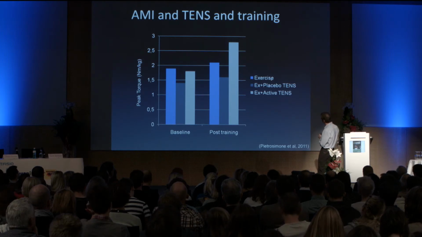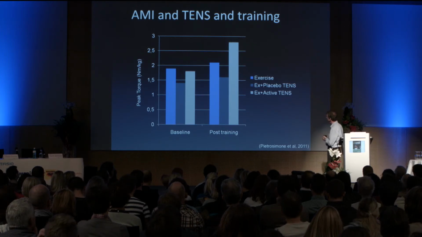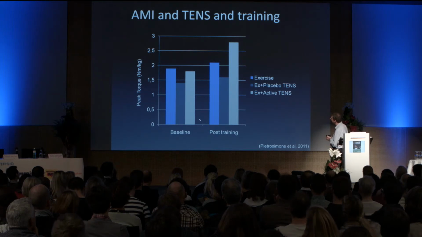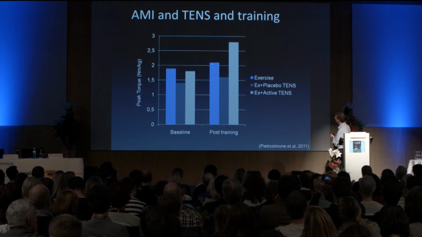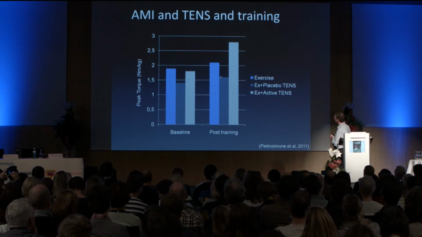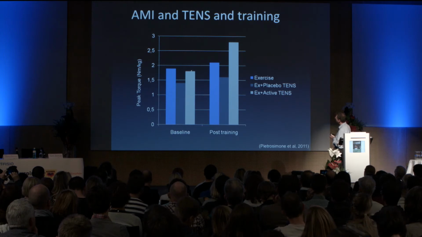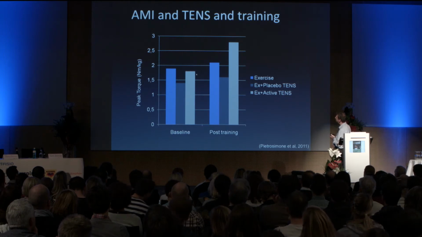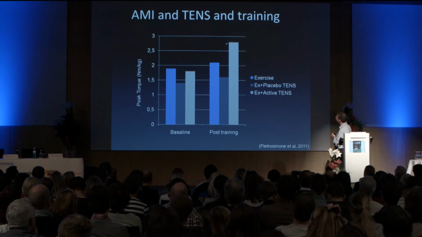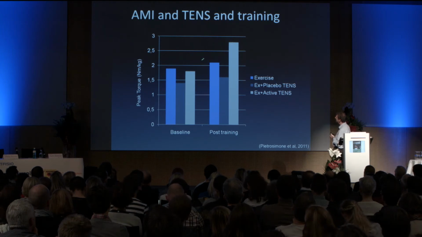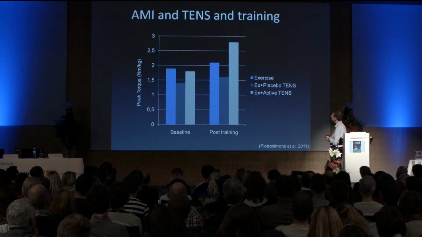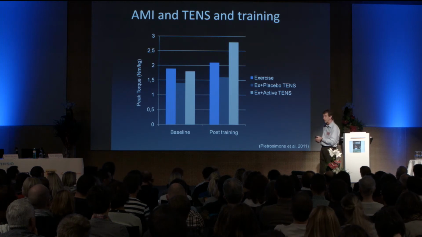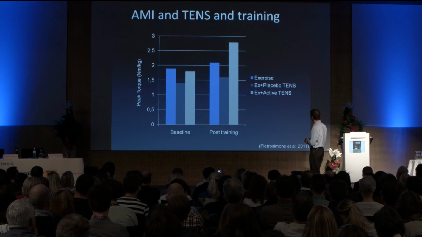And then there's a group here that only got exercise. And if you cast your eye across here, look at baseline, look at where the exercise group is, they improve a little bit over those 4 weeks. The placebo group, not much going on there, but we see quite a considerable increase in the peak torque of the quadriceps as a result of this active TENS being able to decrease this AMI that's going on at the knee joint.